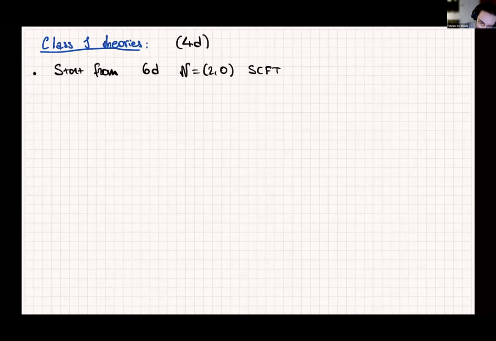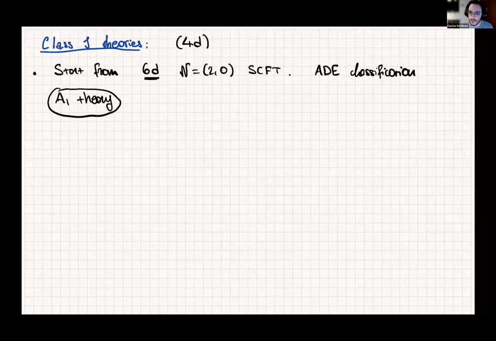Now, to properly define this six-dimensional theory, one would have to resort to string theory, but I will try to avoid all the talk about string theory and just talk about quantum field theory quantities. So we know that there's a six-dimensional theory. It has this supersymmetry algebra, and these theories are classified by an ADE classification. So once you specify your amount of supersymmetry and you specify an ADE algebra, you know what theory you're talking about, and we will focus on the A1 theory in this lecture, because it's the one that is relevant for Painlevé equations.